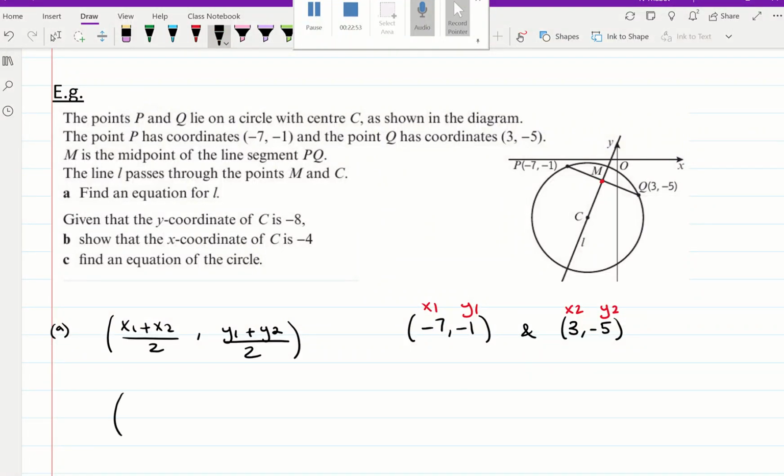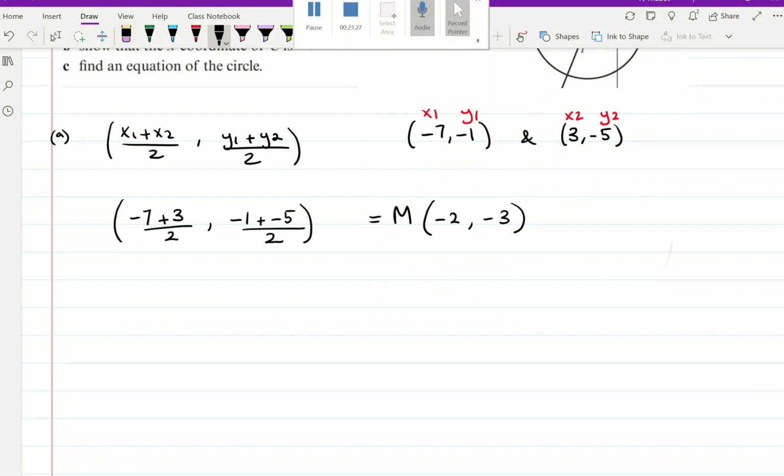And you've got -7 plus 3 over 2, -1 plus -5 over 2. So you've got -7 plus 3 is -4, divided by 2 is -2. And -1 plus -5 is -6, divided by 2 is -3. So that is the point M. I can also find the gradient of the chord.